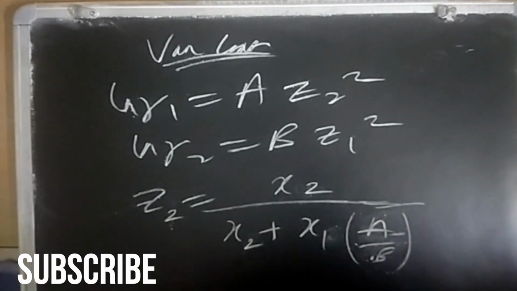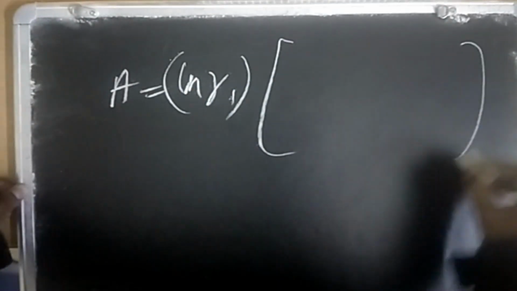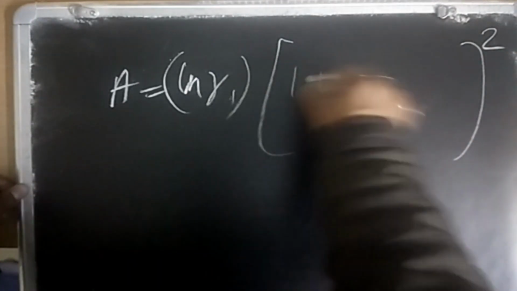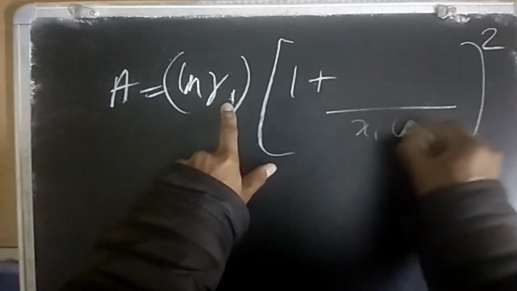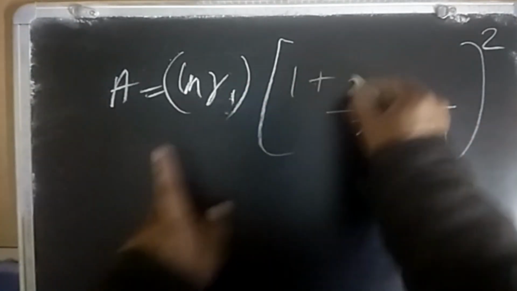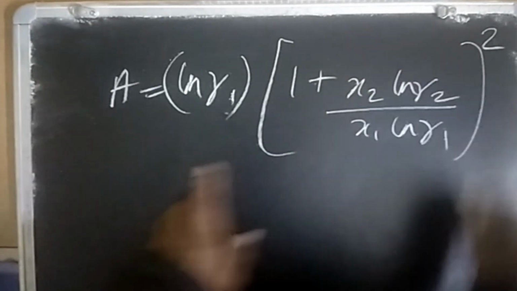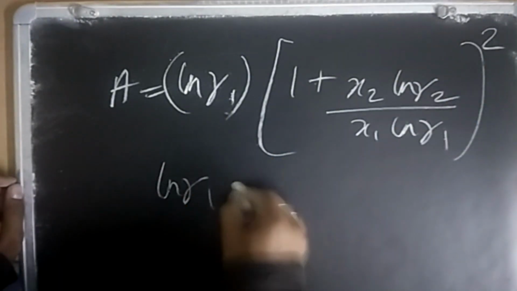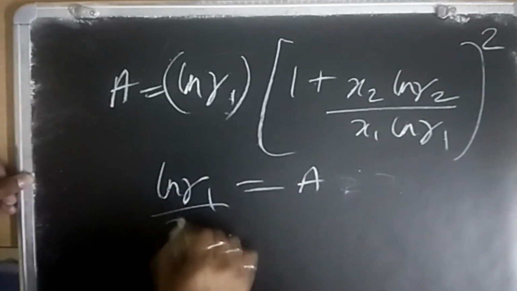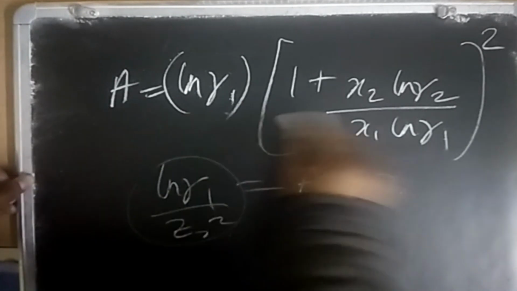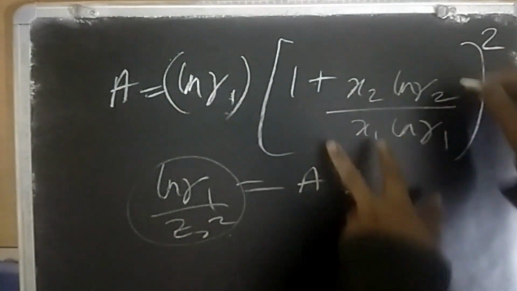And one more thing is how to find this A. So you can find it from ln gamma 1, ln gamma 1 into something to the power square. This is 1 plus, now this is 1, so 1 above, 1 down, x1 ln gamma 1, and the opposite above, to the power square. This is similarly like ln gamma 1 is equal to A z square. So this divided by z2 square, and this thing becomes like this. This is the whole thing that is done here.